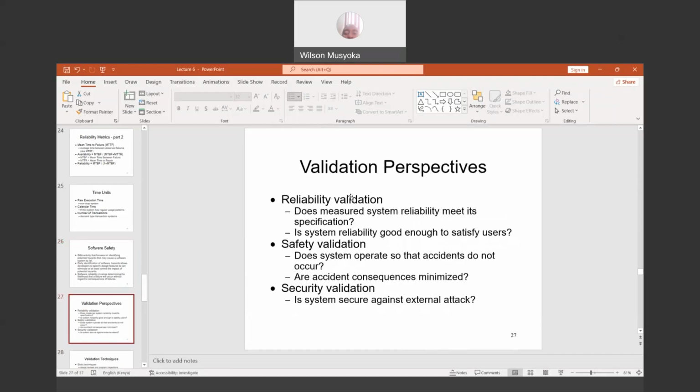So, how do we do that, or how do we validate that? We can do that by reliability validation, whereby we are measuring the system reliability to meet the specification, or is the system reliable enough to satisfy users. Then we can also do safety validation, whereby we are asking, does the system operate so that accidents do not occur, or are accident consequences minimized? Then security validation: is the system secure against external attack?